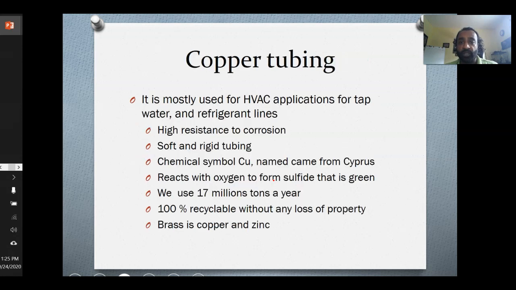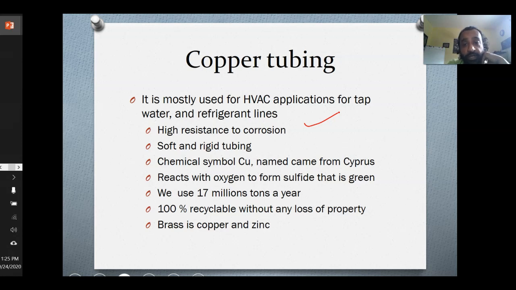Copper tubing is mostly used for HVAC, for tap water, for refrigerant lines, and for oil lines. So you'll do a lot of copper tubing. It has high resistance to corrosion. It's soft. There are two types: soft and rigid tubing.